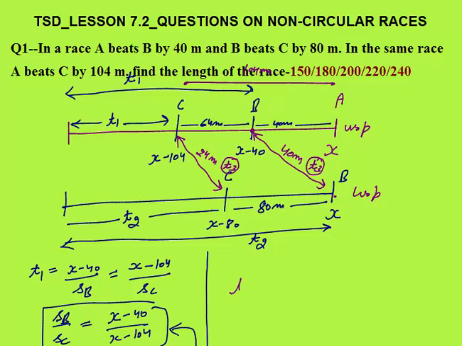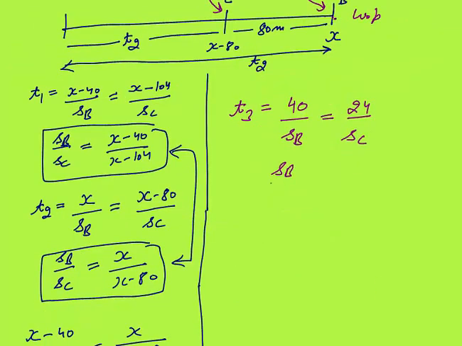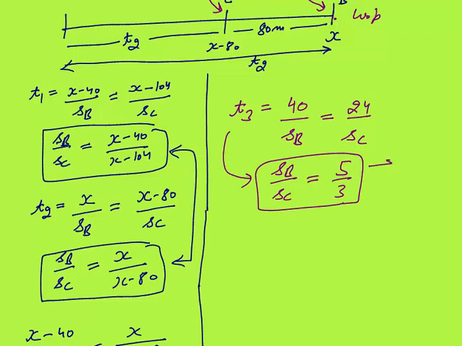Now time T3, what is time? Time is distance upon speed. Distance covered by B was 40 meter, speed of B is SB. Distance covered by C was 24 meter, speed of C, let's say SC. So from here you will get speed of B upon speed of C as 5/3. Ratio is 5:3. So you can assume that speed of B is 5 meter per second, speed of C is 3 meter per second.